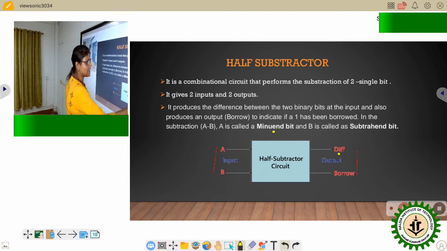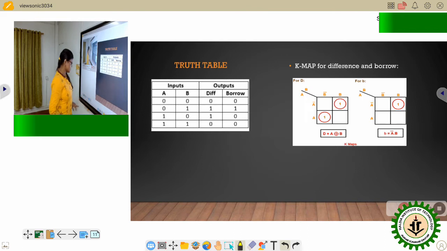As we said, the first one is the minuend and the second one is the subtrahend. Subtracting 0 minus 0, we get the answer 0, so there is no borrow. The borrow is 0 and the difference is 0. In the case of 0 and 1, we get the answer 1.